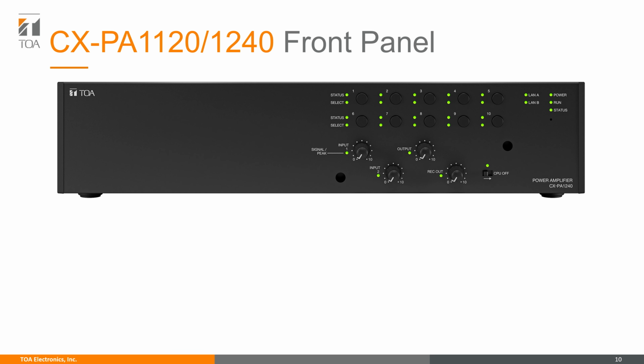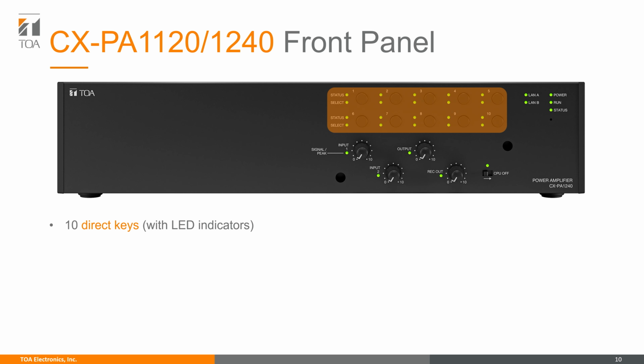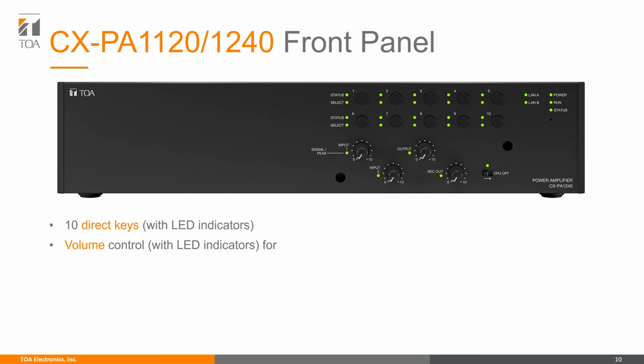First of all, we have 10 customizable direct keys or buttons with an LED indicator on each one. The function of these direct keys can be programmed with the CX software. For example, you could trigger a pre-recorded audio file. Below that, we have a volume control with their own LED indicators for local audio inputs and output for the speaker and a separate recording output.